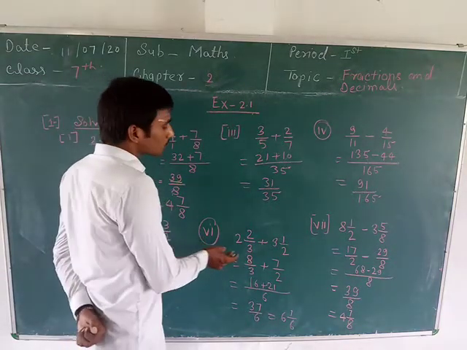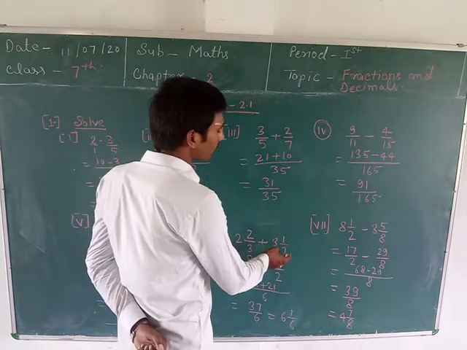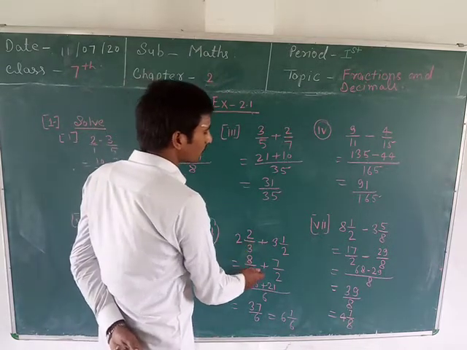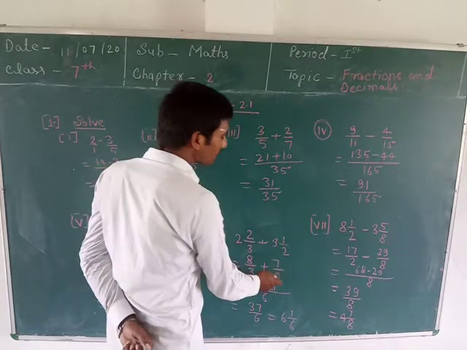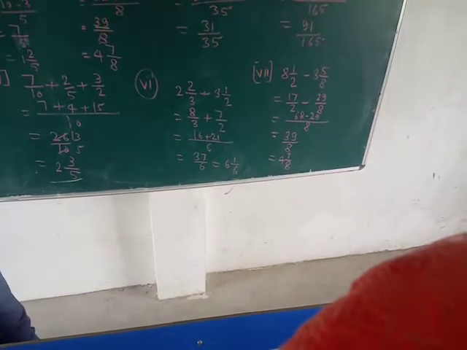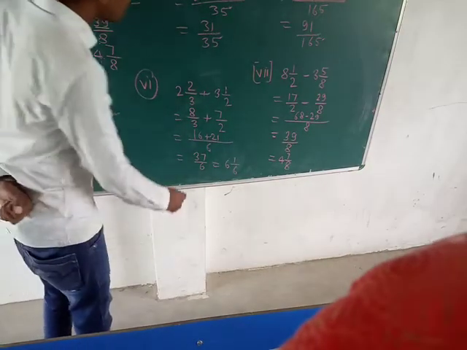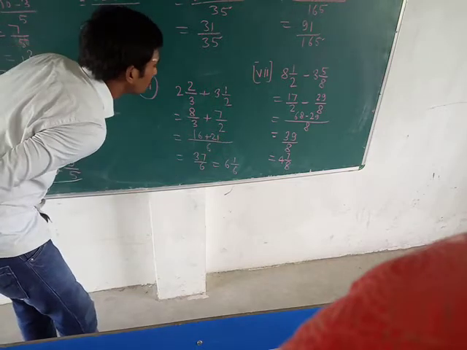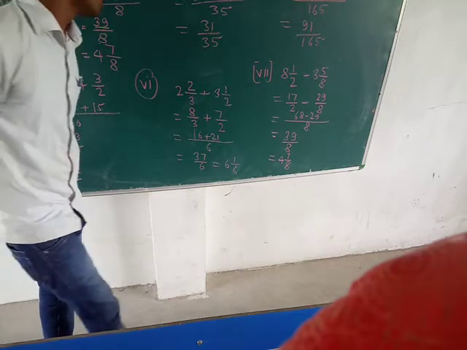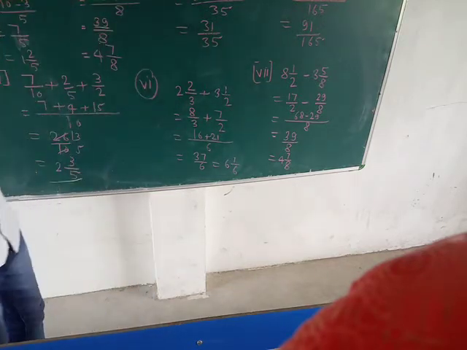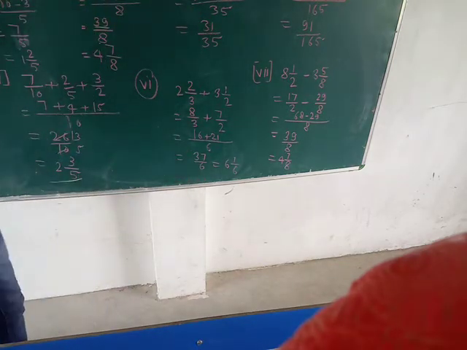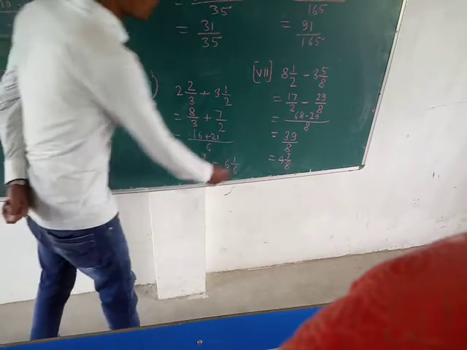Question number 6. 2 whole 2 upon 3 plus 3 whole 1 upon 2. Then we get 3 times 2 is 6, 6 plus 2 is 8 upon 3, and 2 times 3 is 6, 6 plus 1 is 7 upon 2. When we take LCM of 2 and 3, we get 6. When we divide 6 by 3, we get 2. When we multiply 2 by 8, we get 16. And when we divide 6 by 2, we get 3. And when we multiply 3 by 7, we get 21. 16 plus 21 equal to 37 upon 6. When we change it into mixed fraction, we get 6 whole 1 upon 6.